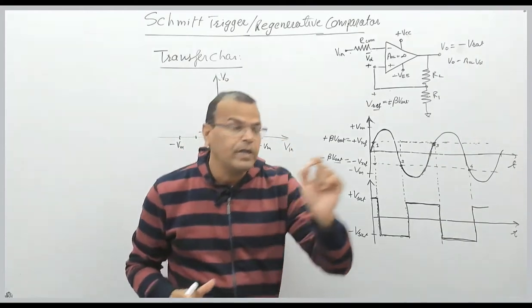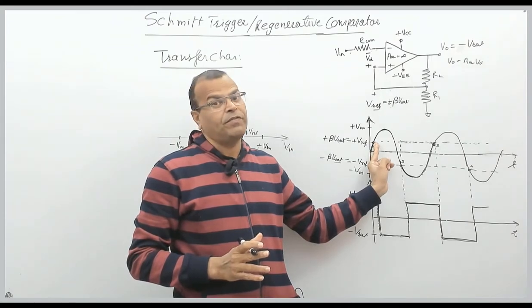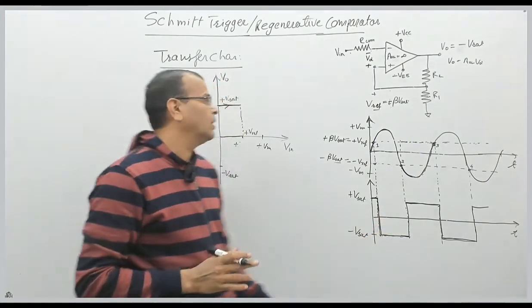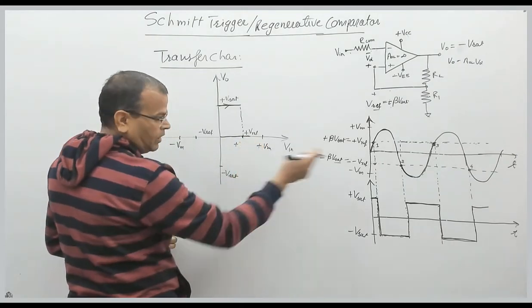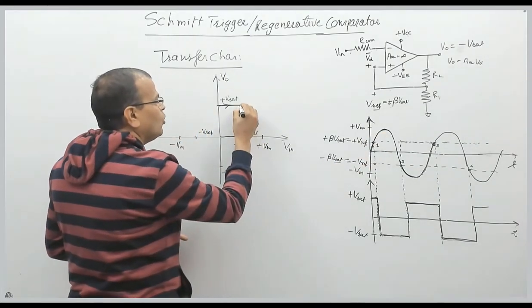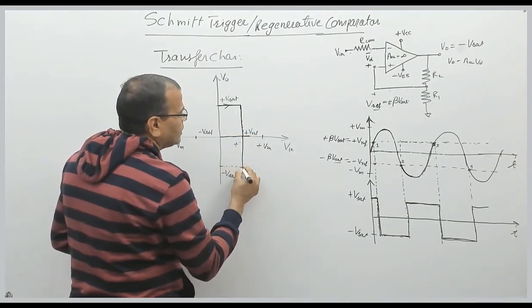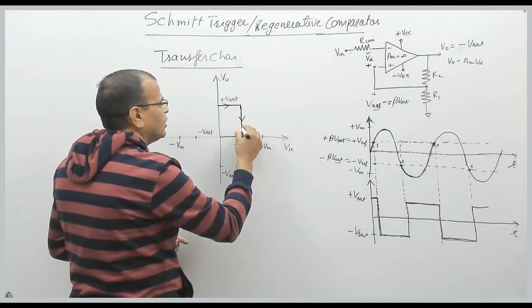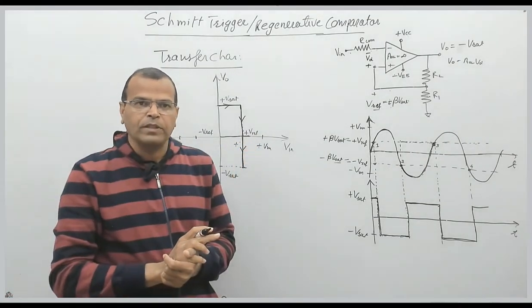Now, the moment input voltage becomes more than plus Vref, what is happening? Output voltage is changing to minus Vset. So the moment input voltage becomes more than this, going towards plus Vm, output voltage is changing its polarity from plus Vset to minus Vset. It means output voltage is changing its polarity like this, right? I hope the concept is clear.